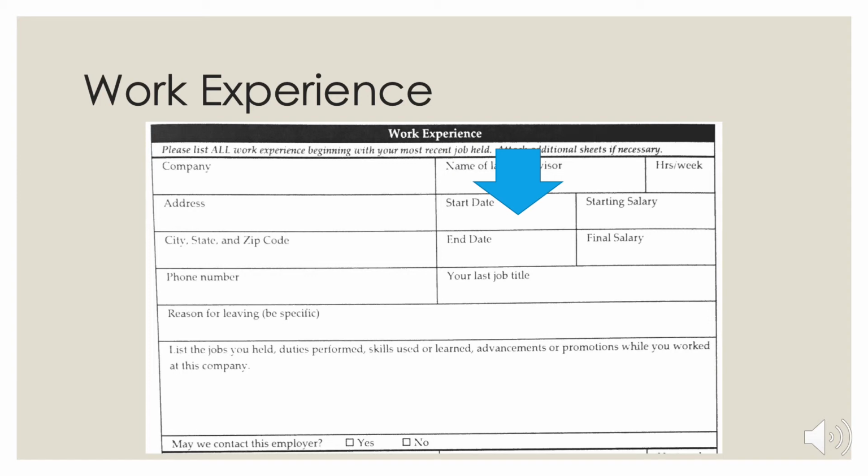Moving over, the application wants to know when you started working for the company. If you do not remember the exact date, it is acceptable to put the month and the year. The box below wants to know when you stopped working for the company. And again, this can be just the month and the year. If you still work for this company, you can write NA in this box.